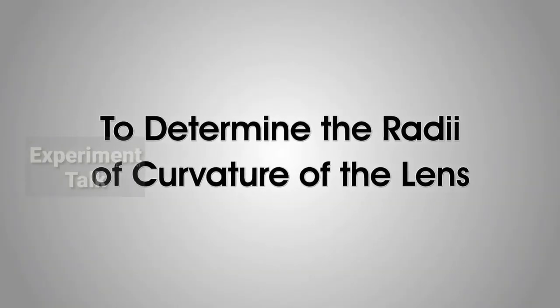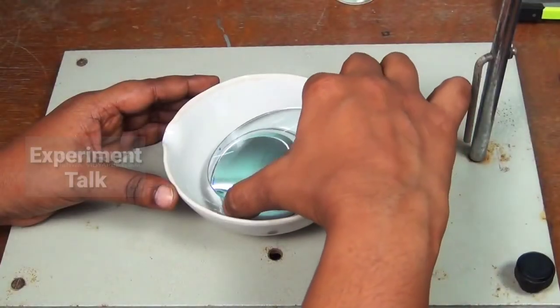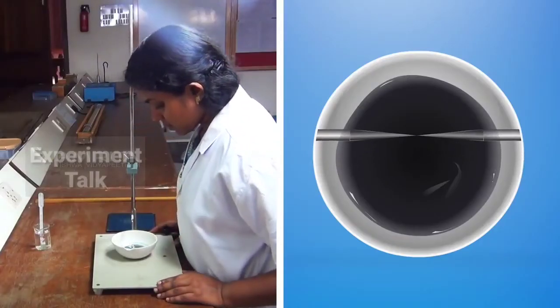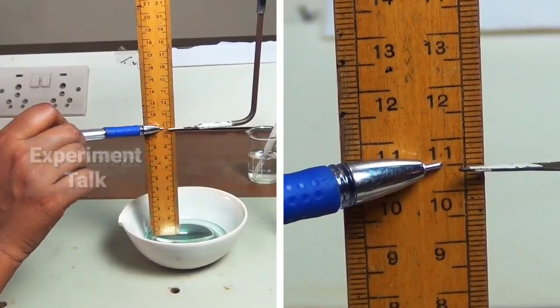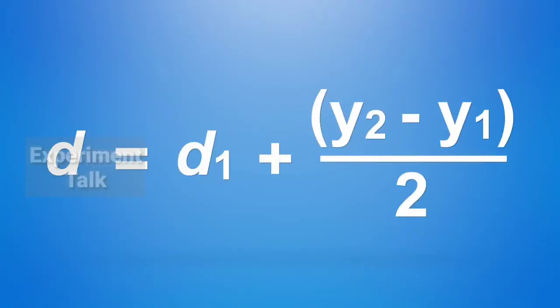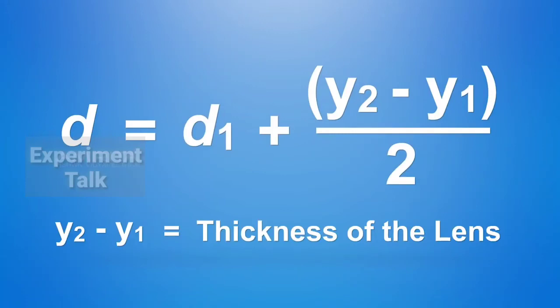To determine the radius of curvature of the lens, the convex lens is floated in mercury, taken in a china dish, with its marked face in contact with mercury. The pointer adjustment for coincidence is done and the distance from the top, d1, of the lens is measured. The distance d of the pointer from the center of the lens is calculated using the formula d = d1 + (y2 − y1)/2, where y2 − y1 is the thickness of the lens.